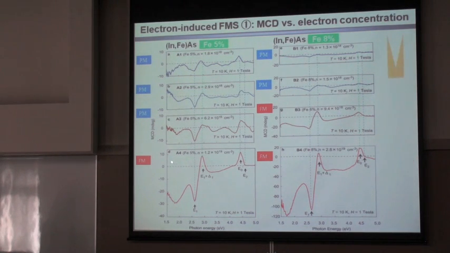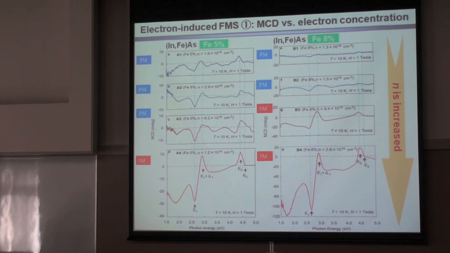So this is the MCD spectra of our samples. We show two series of samples. One is indium iron arsenide with iron concentration 5%, and this is 8%. And we changed the electron concentration from 1.8 times 10 to the 18th up to 1.2 times 10 to the 19th. So with increasing electron concentration, we see the enhancement at these critical point energy peaks, E1, E1 plus delta 1, E0 dash, and E2.